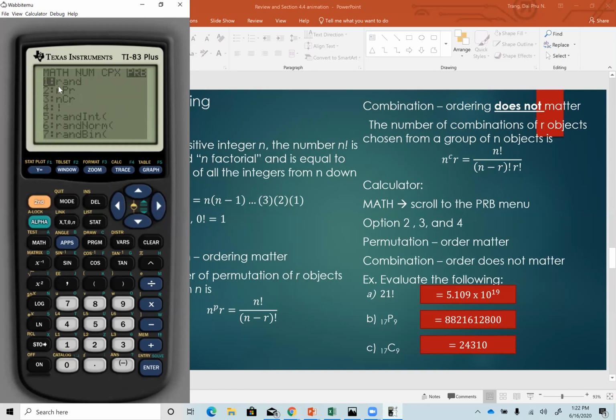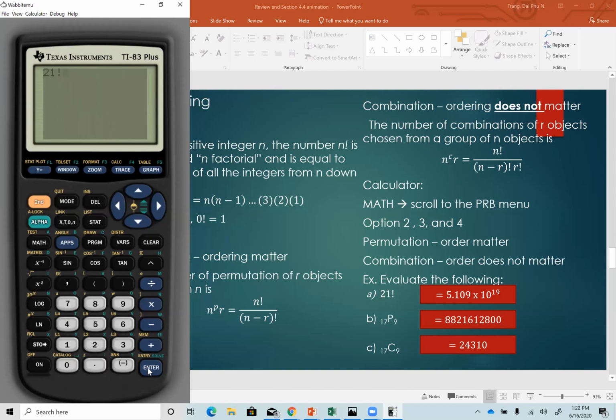As you can see, for my 83, I think your 84 is a little bit different. Let me make sure. I think my 83 is option 1, 2, and 3. Oh, it's the same for you guys. So option 2 is the NPR, option 3 is NCR, and option 4 is the factorial. Everybody see that they asked us for 21 factorial, so all we need to do is go in here and choose the factorial. That's what they asked me, 21 factorial.